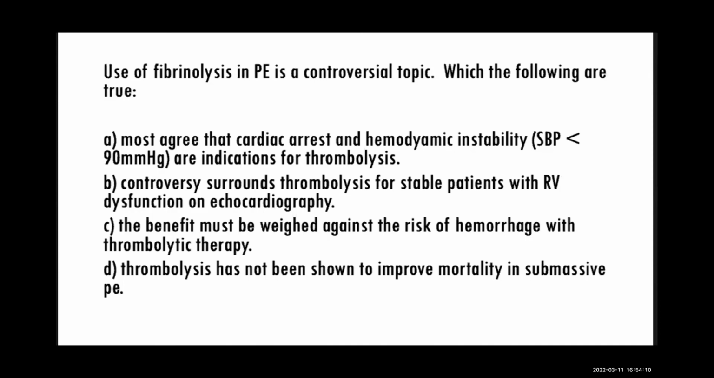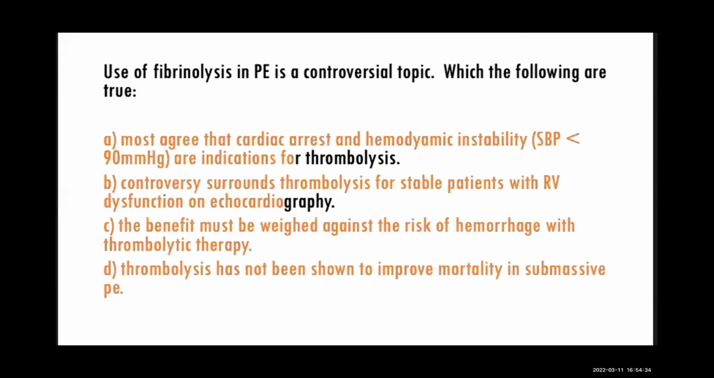Use of fibrinolysis in PE is a controversial topic. Which of the following is true? Most agree that cardiac arrest and hemodynamic instability, systolic blood pressure less than 90, are indications for thrombolysis. Controversy surrounds thrombolysis for stable patients with RV dysfunction. Benefit must be weighed against the risk of hemorrhage, and thrombolysis has not been shown to improve mortality in submassive PE. And the answer to this trick question is that honestly, all of these are true.